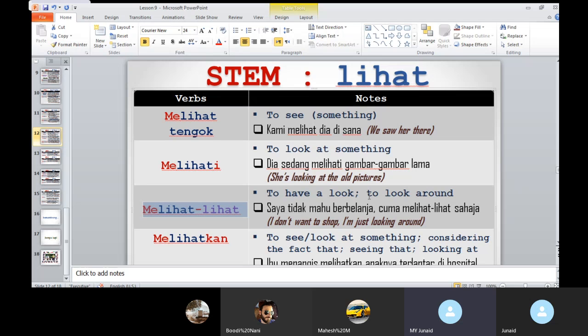So saya tidak mahu berbelanja, cuma melihat-lihat sahaja. So I don't want to do shopping, I'm just looking around. We kind of use this a lot as well in spoken Malay, but we just say lihat-lihat. Lihat-lihat saja. Like when you go to shopping mall, you don't want to buy anything. You just do window shopping. You can say lihat-lihat. Just look around. Lihat-lihat saja. Yeah, I don't want to buy anything. Saya tak nak beli apa-apa. Saya lihat-lihat je. Just looking around.